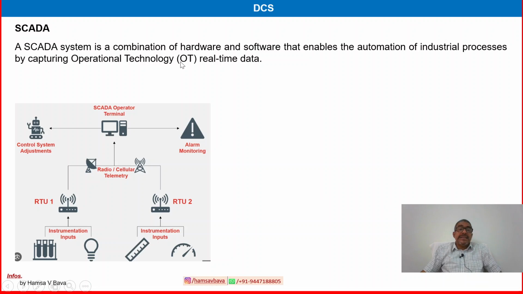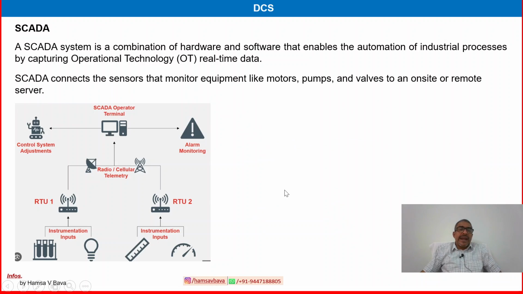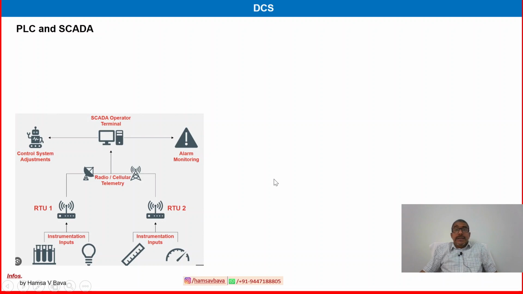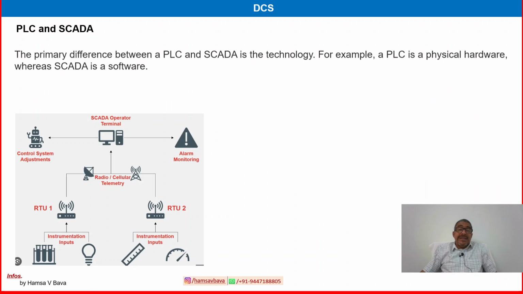A SCADA system is a combination of hardware and software that enables the automation of industrial processes by capturing operational technology real-time data. So we can define SCADA in this way. SCADA connects the sensors that monitor equipment like motors, pumps, and valves to an on-site or a remote server. Some overview is also included here to clear that up before going to DCS, PLC and SCADA.